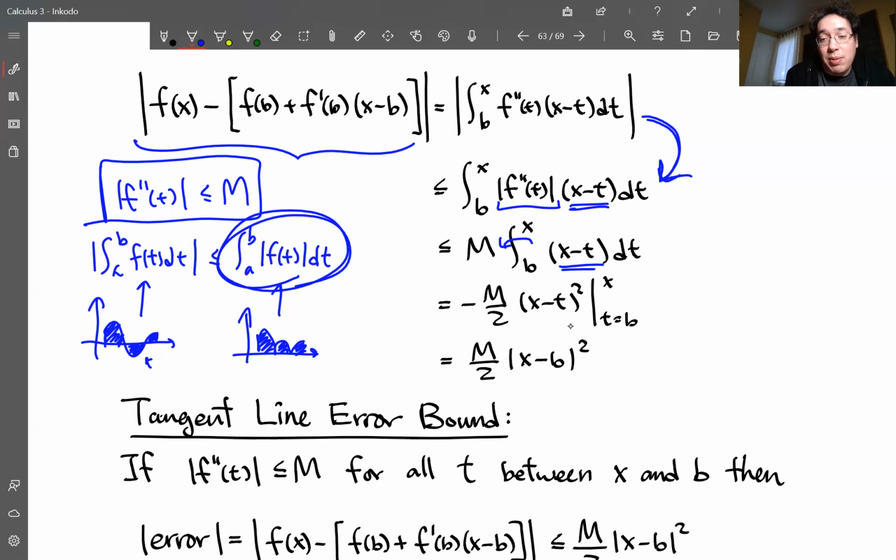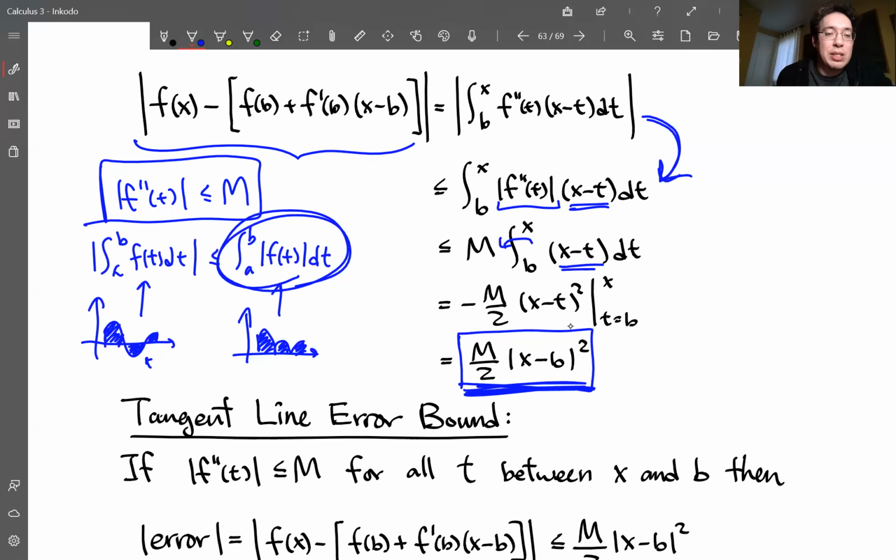And now what I have left is the antiderivative of x minus t, which is a very reasonable thing we can compute. And then at the end, plugging in x and b, here's what I have left: m divided by 2 times (x minus b) squared. And when you square something, it's always positive, but I'm going to put absolute value here for consistency with the formula we're going to get later. It doesn't matter much if I use absolute value or not.